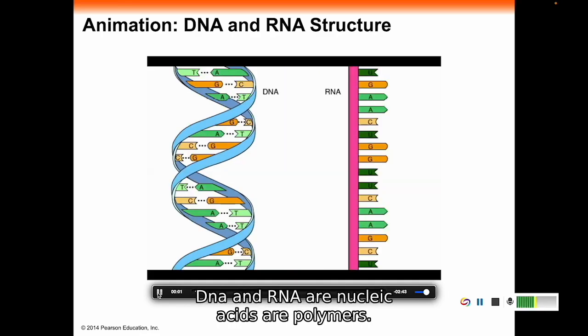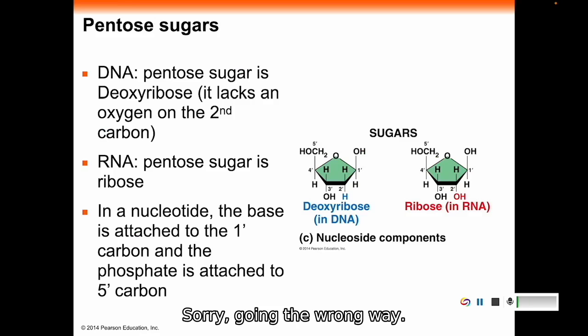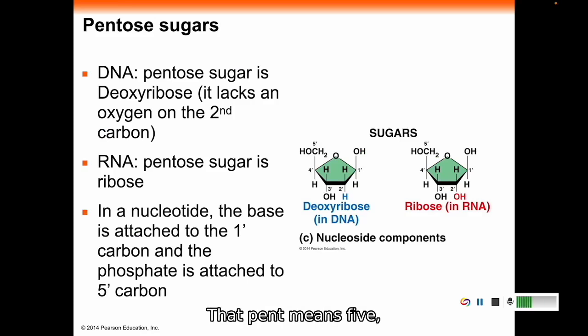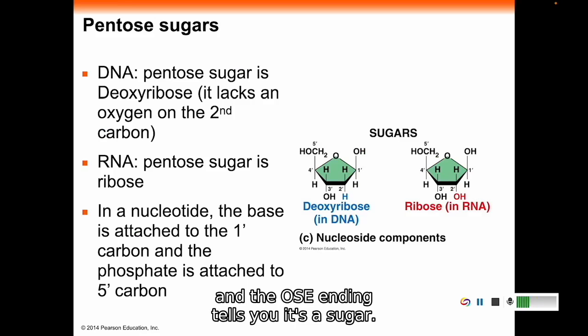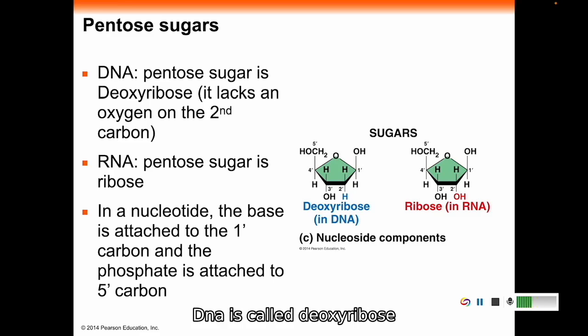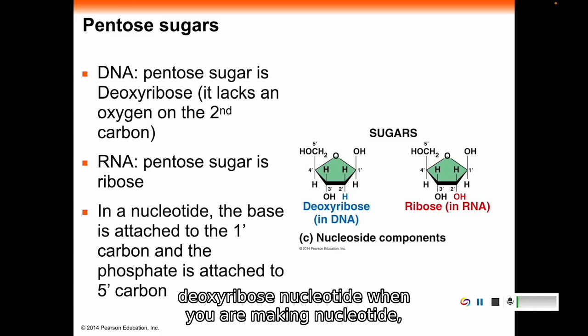DNA and RNA are nucleic acids. Okay, so DNA has a pentose sugar and RNA has a pentose sugar. Pentose means 5, and the -ose ending tells you it's a sugar. So it's a sugar with 5 carbons. So you can see them numbered in both pictures. DNA is called deoxyribose because that oxygen has been taken off. It's been deoxygenated, so that it is deoxyribose.